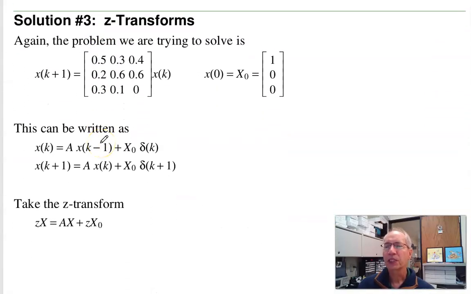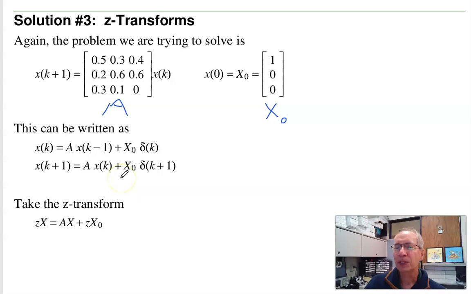A third approach is to use z-transforms. So in this system, I've got the problem x of k plus 1 is this matrix times x of k. Call that A. Call that my initial condition x0. Then x of k is A times x of k minus 1 plus x0 times delta of k. X of k plus 1, do a time shift, is A times x of k plus x0 times delta of k plus 1.